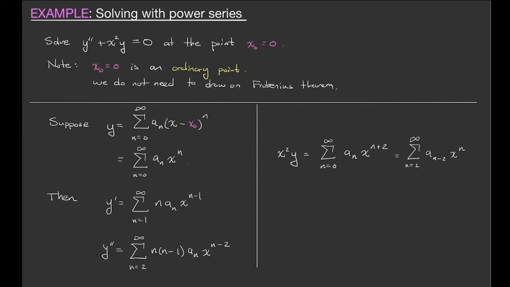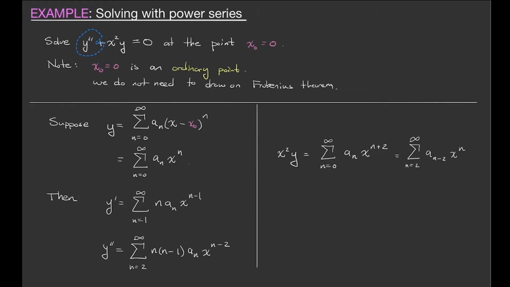Now note what we've done here is adjust the starting index, which correspondingly adjusts all the inner indices. The n becomes n minus 2, the n plus 2 becomes n. The reason we do that is we would like always to have x to the n here. That way, we can combine terms more easily when we have multiple series in a row.